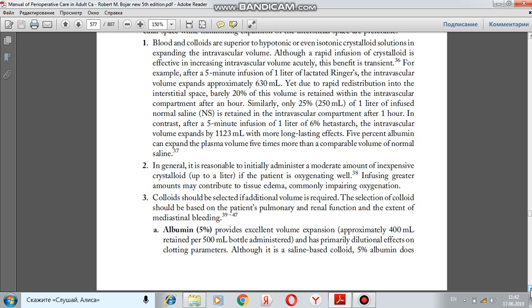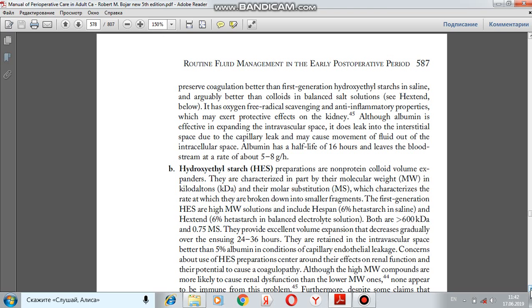Albumin 5% provides excellent volume expansion, approximately 400 ml retained per 500 ml bottle administered, and has primarily dilutional effects on clotting parameters. Also, it is a saline-based colloid. 5% albumin does preserve coagulation better than first-generation hydroxyethyl starches in saline, and arguably better than colloids in balanced salt solutions.